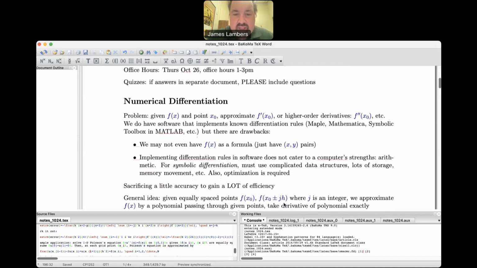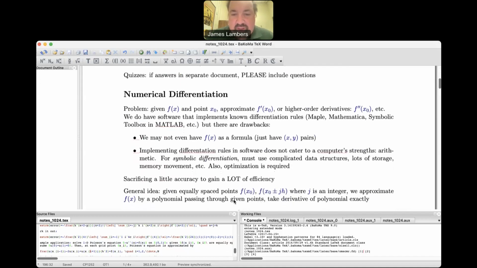So how do we proceed? The idea is that we have the values of your function f of x at a point x naught at which you want a derivative, and neighboring points, so x naught plus or minus j times h, where h is some spacing between points, and j is an integer. So you can have points to the left or right of x naught. And the idea is that we will obtain a polynomial that matches f of x at these points, and then take the derivative of that exactly.